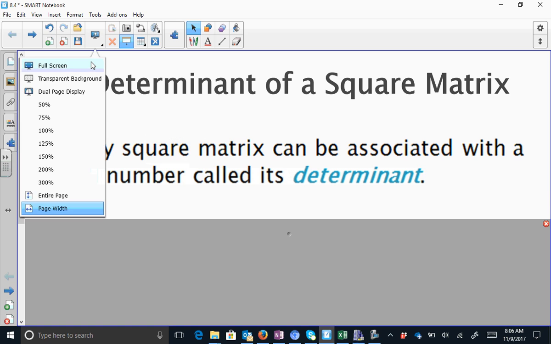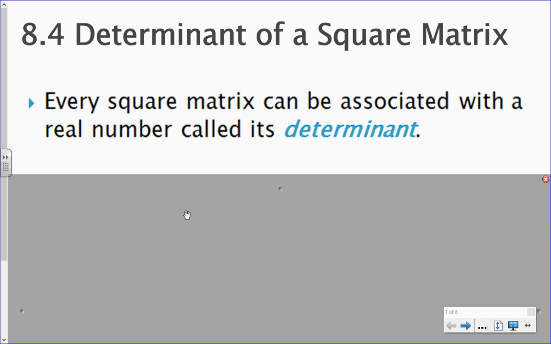Lights turned off here in a moment. But today is all about determinants. And once again, we're going to focus on a square matrix.